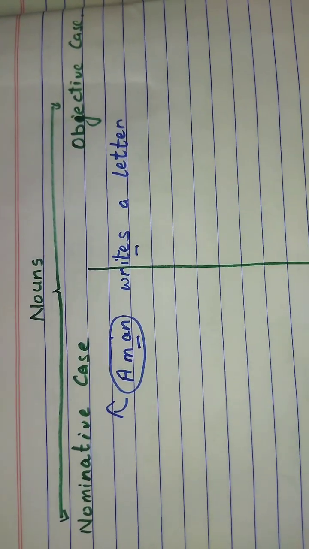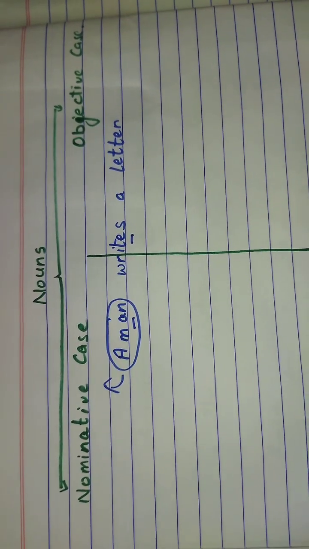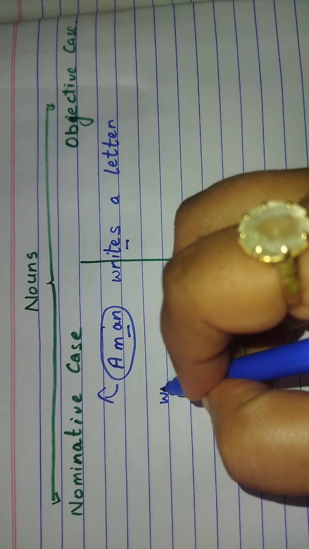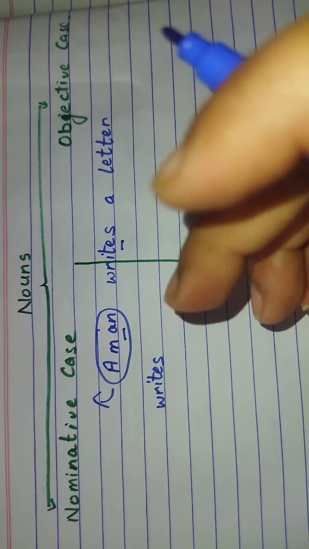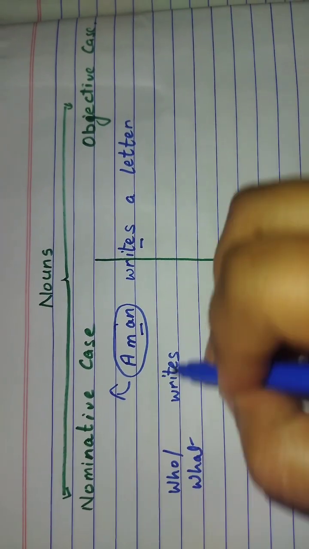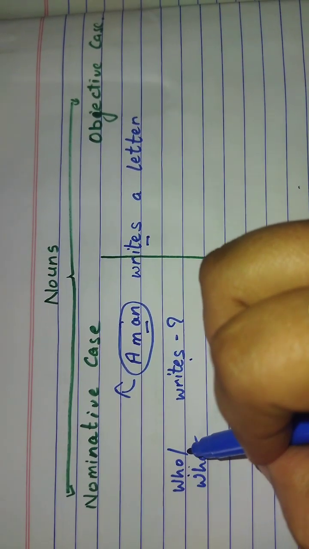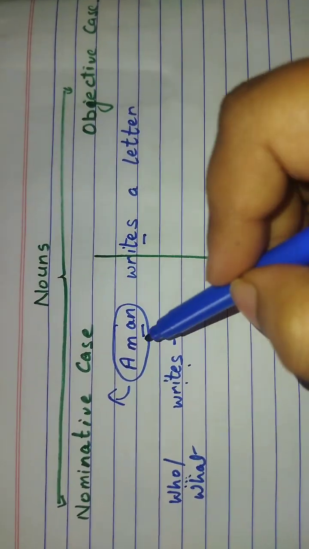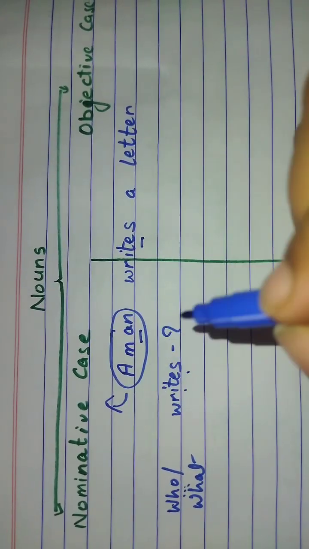Now, how to identify the subject, or the noun which is in the nominative case? You have to remember the verb and two words. What is the verb here? Writes. And you have to use two words: either you choose who or you choose what. So you have to ask a question. What is the verb? Writes. And what question will you ask? Who writes? What answer do you get for this question? The answer is Aman. So what is the nominative case for the sentence Aman writes a letter? The answer is Aman.